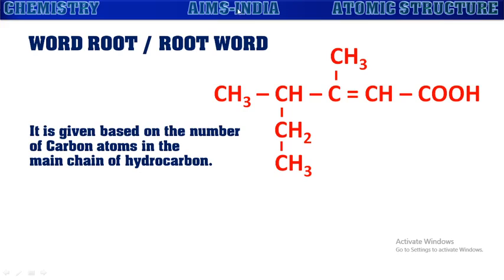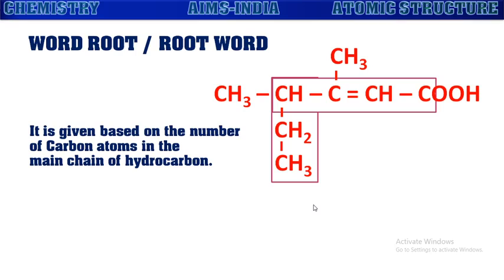Now, if we observe the compound structure, here this carbon contains one functional group. So that also should be included in the main chain. That we have to select, and that should contain the maximum number of carbon atoms also. By this, we can select this as the main chain. In this main chain, there are 6 carbon atoms if we count. So the word root for this compound will be hex.